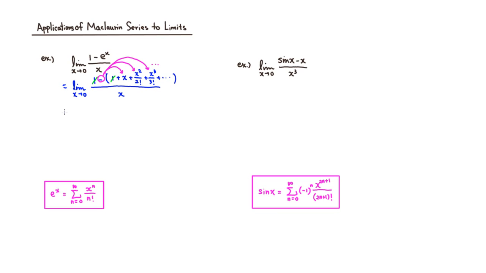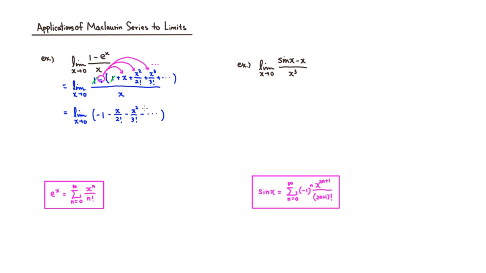If you simplify that, you're going to get the limit as x approaches 0. You have a negative x divided by x, so it's going to be negative 1. Negative x squared over 2 factorial divided by x would be negative x over 2 factorial. And negative x cubed over 3 factorial divided by x is going to be negative x squared over 3 factorial, and so on.